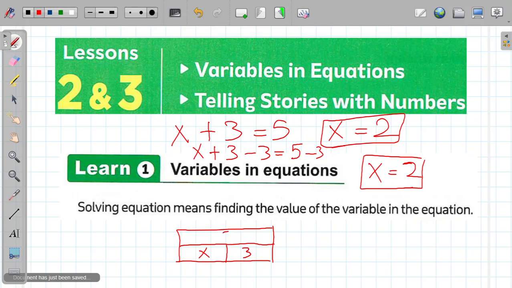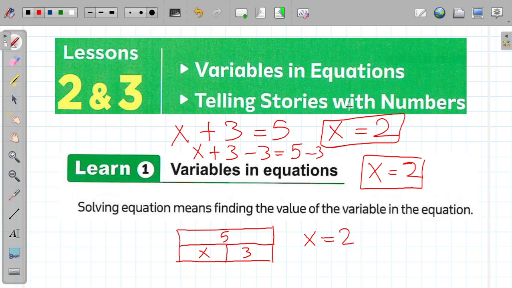And the total number here is 5. So I will ask, x equals what? I will subtract 5 minus 3, it gives me 2, so x equals 2. So these are different ways to solve an equation and find the value of x.